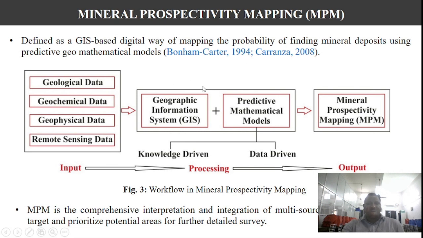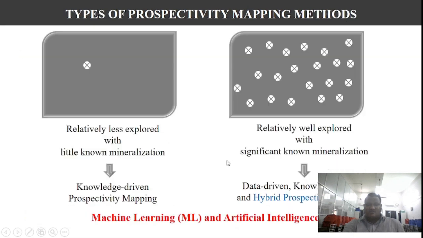So GIS just did the same exercise in a more efficient way by incorporating predictive mathematical models. So GIS did not do any extraordinary new things. They did the same thing that geoscientists have been doing since years, but they did it in an effective way. So this is all about mineral prospectivity mapping.